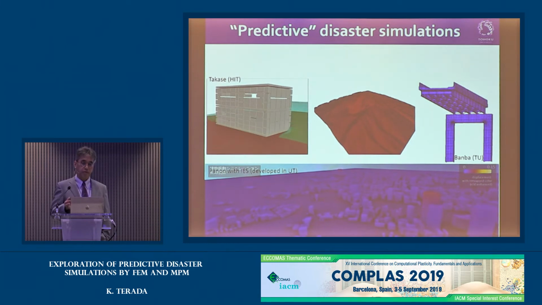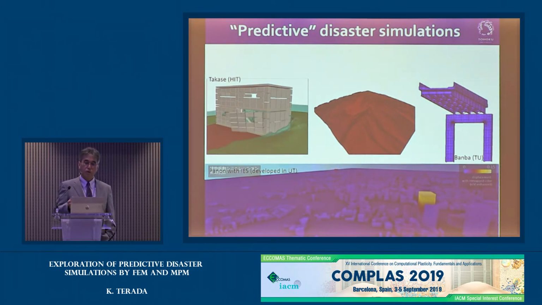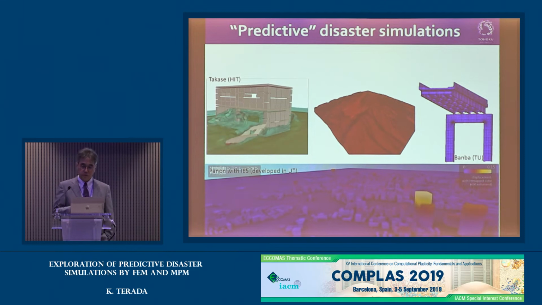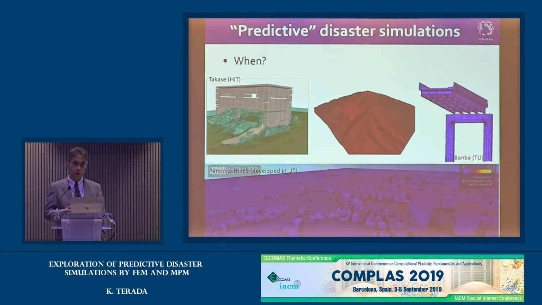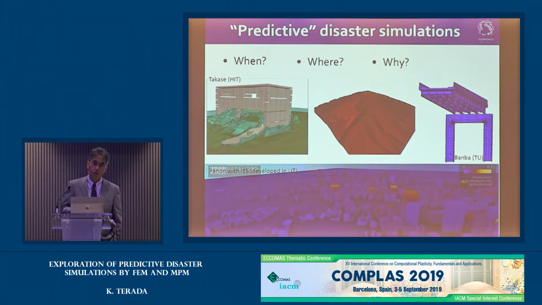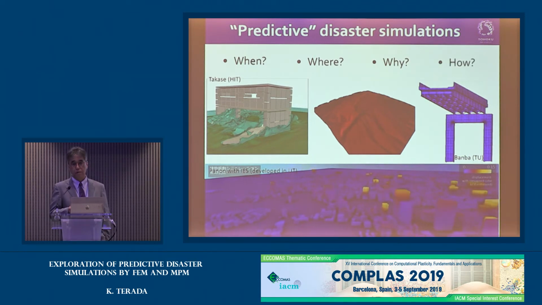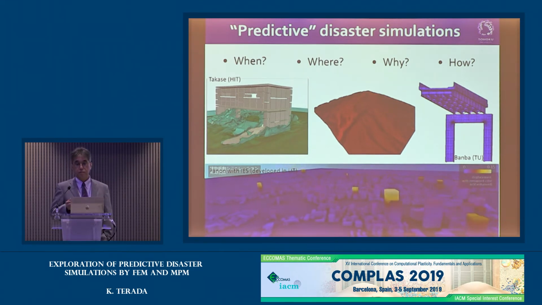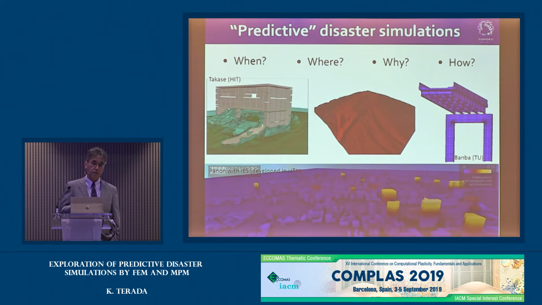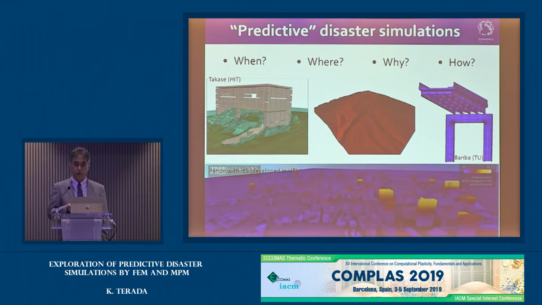at all right now. So, what is the predictive disaster simulation? When will a certain disaster occur, and where is it, and why does it occur? And lastly, how much damage will we suffer from the disaster? Okay. So as you can imagine, such prediction is much more difficult than the numerical analysis of engineering products.